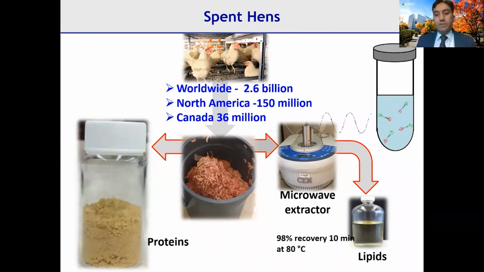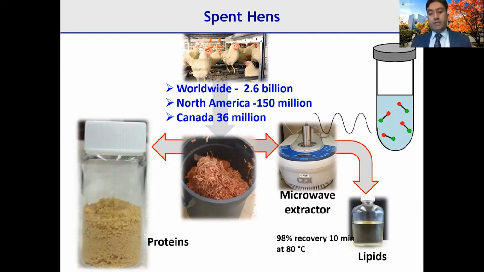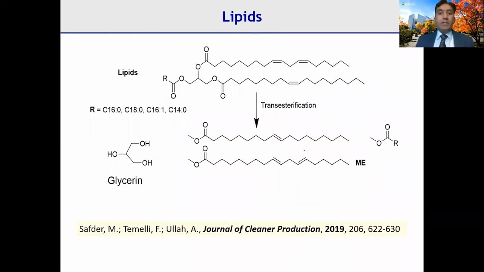Microwaves are much faster compared to conventional heating because we can extract lipids faster. We were able to get 98% recovery in 10 minutes, which is much faster. And also, we didn't use a lot of solvents, which is a better, greener process compared to conventional extraction. I'll give you an example of utilization of these lipids.